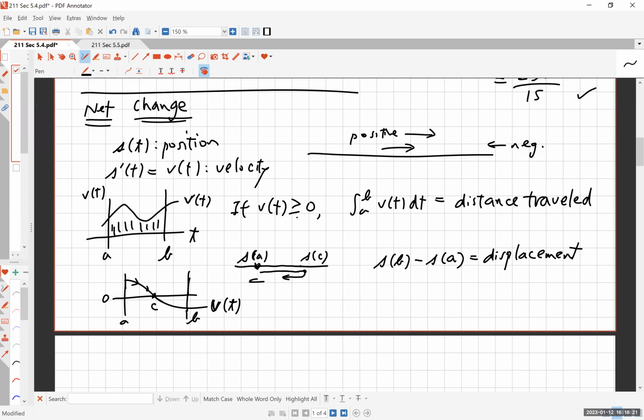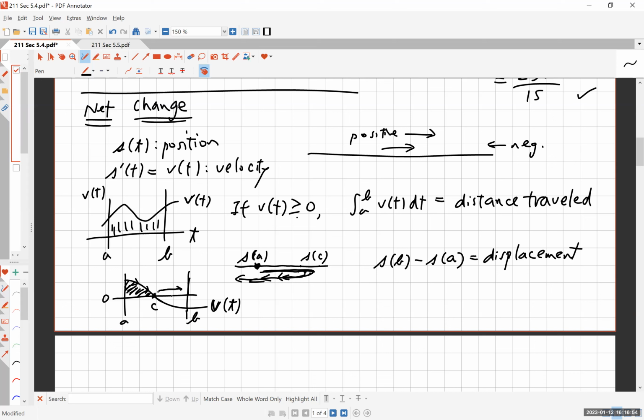If you start at S of A and then go, and C seconds later, you're here, and then you start to go back, it's possible that you get back to the same point, or you go beyond the initial point, or you stop before the initial point is reached. And what is determining that position is actually this integral, right? This area represents the distance traveled from S of A to S of C.